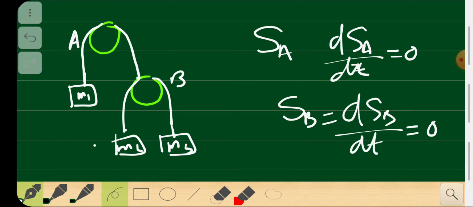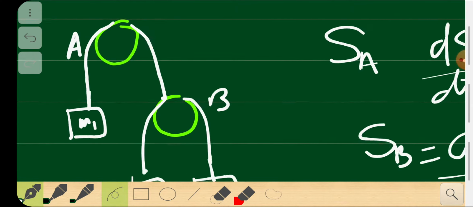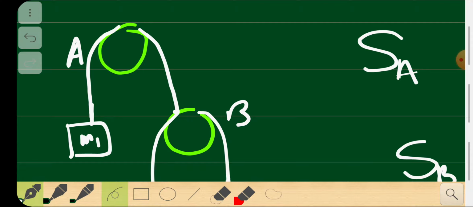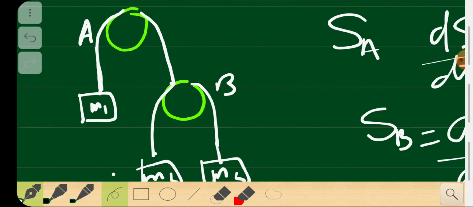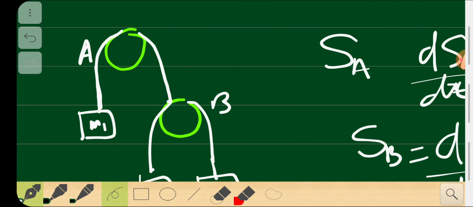So these are the two things. How can I find the length of the string? For that, I'm going to take A, this pulley, as the origin. So this is my origin now.